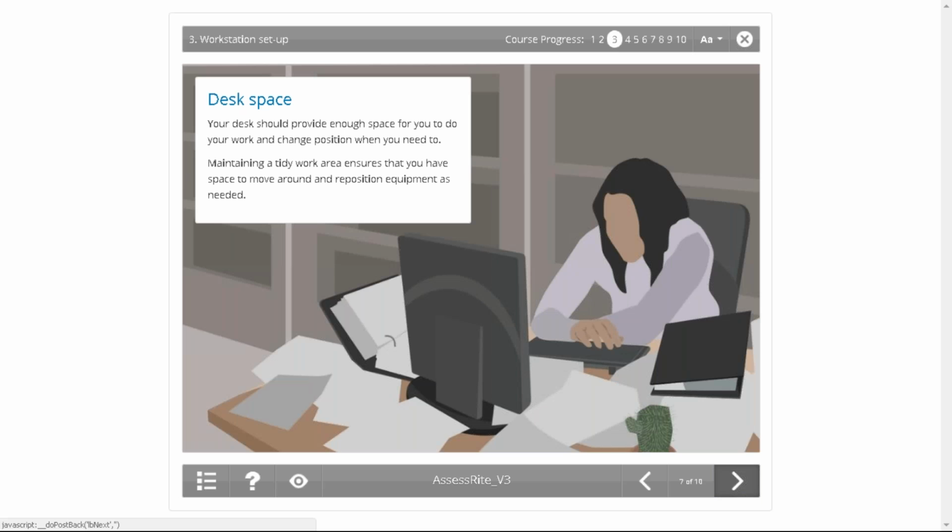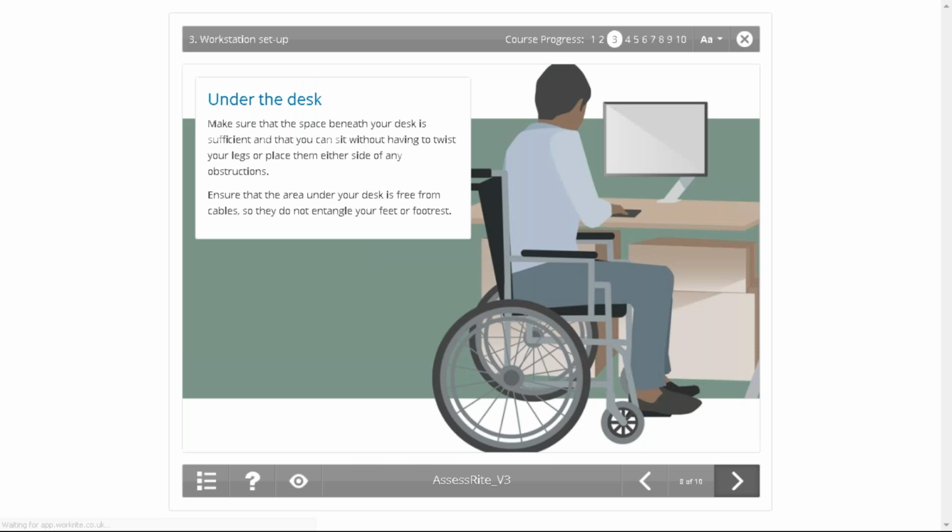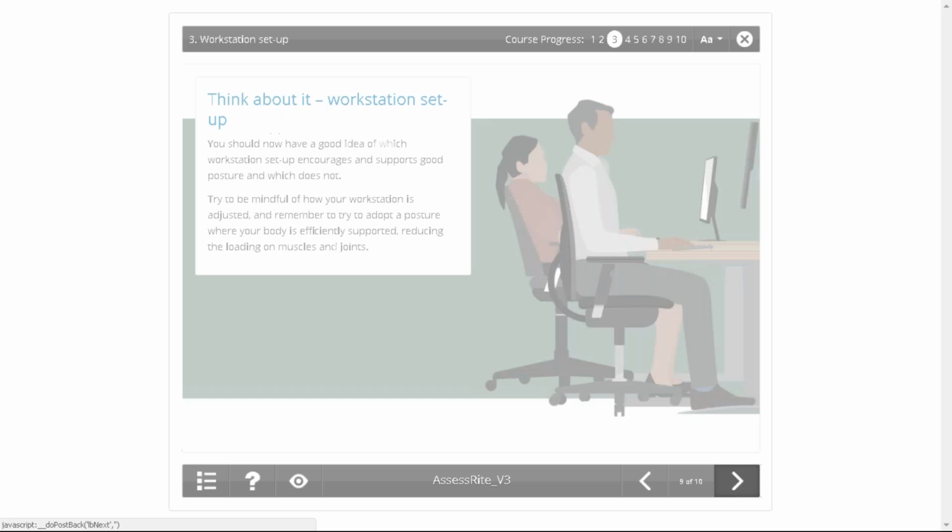Your desk should provide enough space for you to do your work and change position when you need to. A tidy work area ensures that you have space to move around and reposition the equipment as needed. Sometimes I will admit, I think I've got that desk. And under the desk, make sure that the space beneath your desk is sufficient and that you can sit without having to twist your legs or place them either side of any obstructions. Ensure that the area under your desk is free from cables so that they do not entangle your feet or footrest.